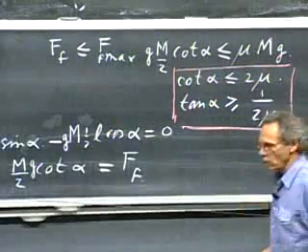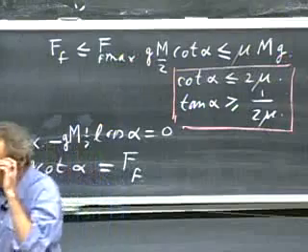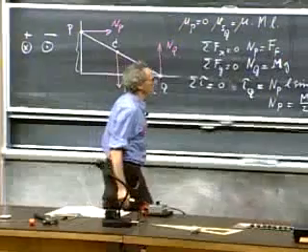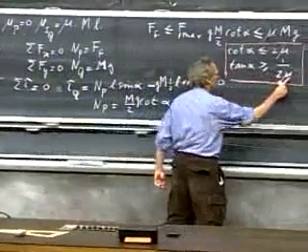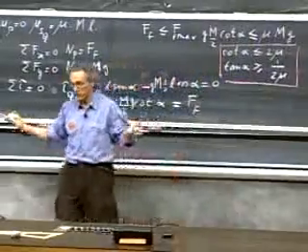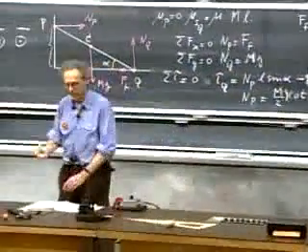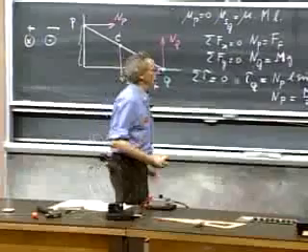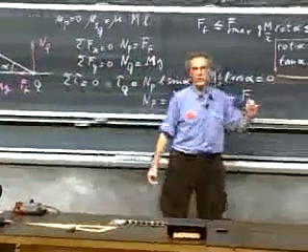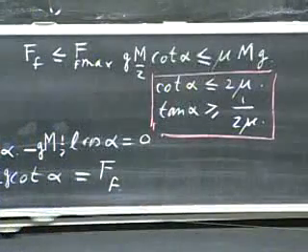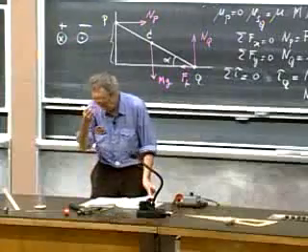And when you look at this result, it tells you that the larger mu is, the smaller that angle can be. And that's very pleasing. That's exactly what you expect. And if mu is very low, then the situation is very unstable. Then it will slide almost at any angle.